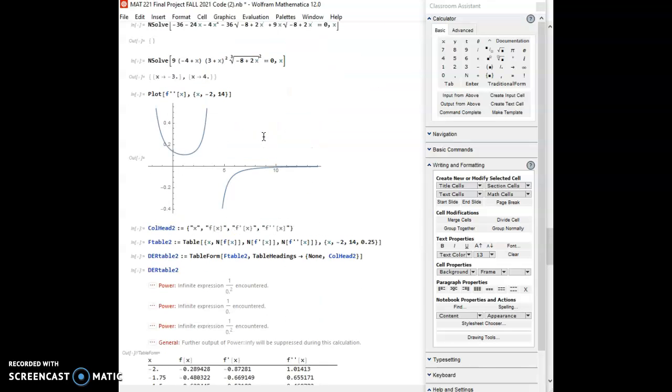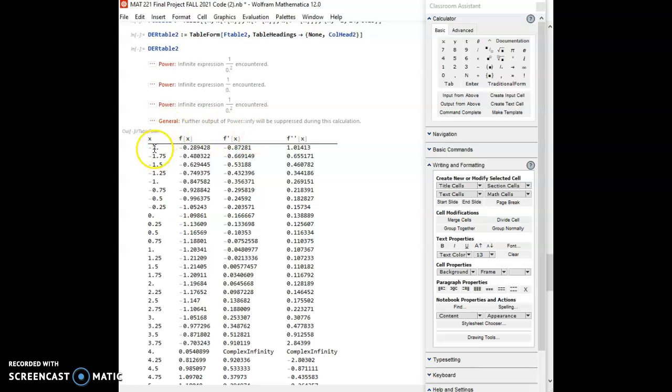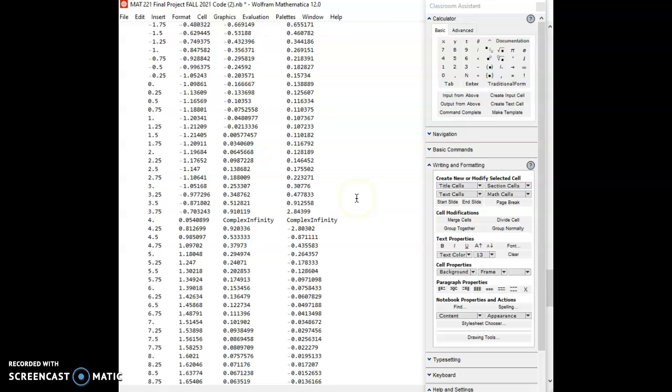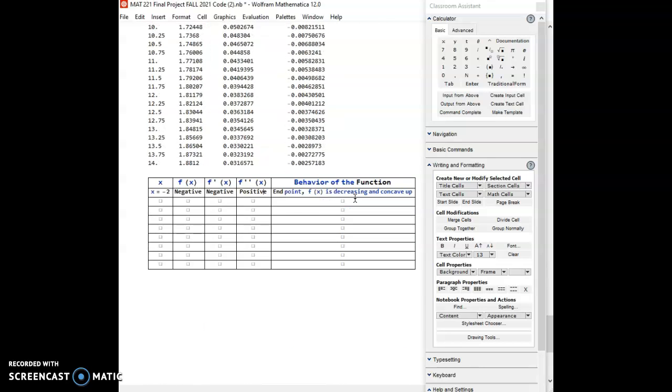Now I got that from my table. You can actually see right here, I got those just from my table. You can put the actual values in if you like, but we really just want to know the signs of the table to tell us the behavior. So I said the behavior of this function, this is an endpoint, and f of x is decreasing because the derivative is negative, and concave up because the second derivative is positive.